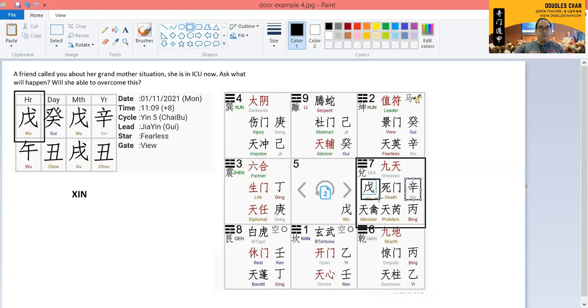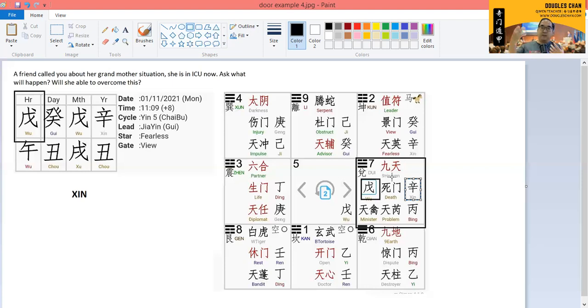Technically, I am not very optimistic about whether this person is able to overcome the situation in the ICU. One thing we need to understand is that the death door is the worst door to be related to. When we combine the death door and 9 Heaven together, the death door is amplified. We can also see that box 7 is matter, and this 9 Heaven is also matter. Matter and matter in harmony increases the energy of this 9 Heaven, which means the death door combined with 9 Heaven is increased.